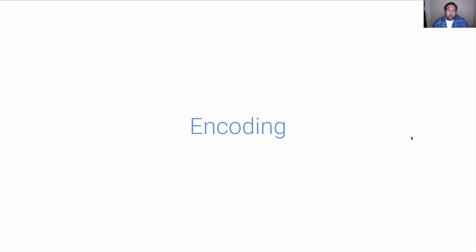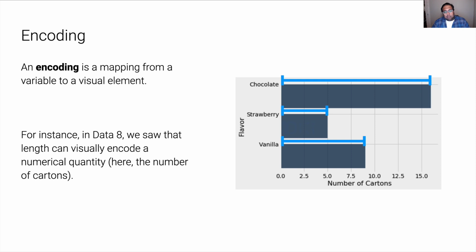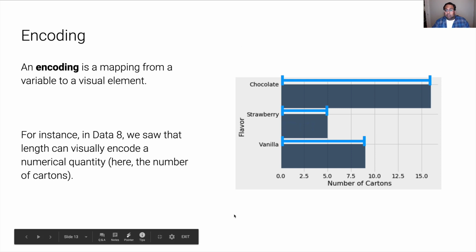Before we go any further, we need to talk about what an encoding is. An encoding is a mapping from a variable to a visual element or attribute. This is nothing new. In Data 8, one of the most frequent encodings that we saw was length. As you can see here in this visualization of the number of cartons we have of a bunch of different flavors of ice cream, the length of these bars are encoding the number of cartons. Length typically encodes a numerical quantity.